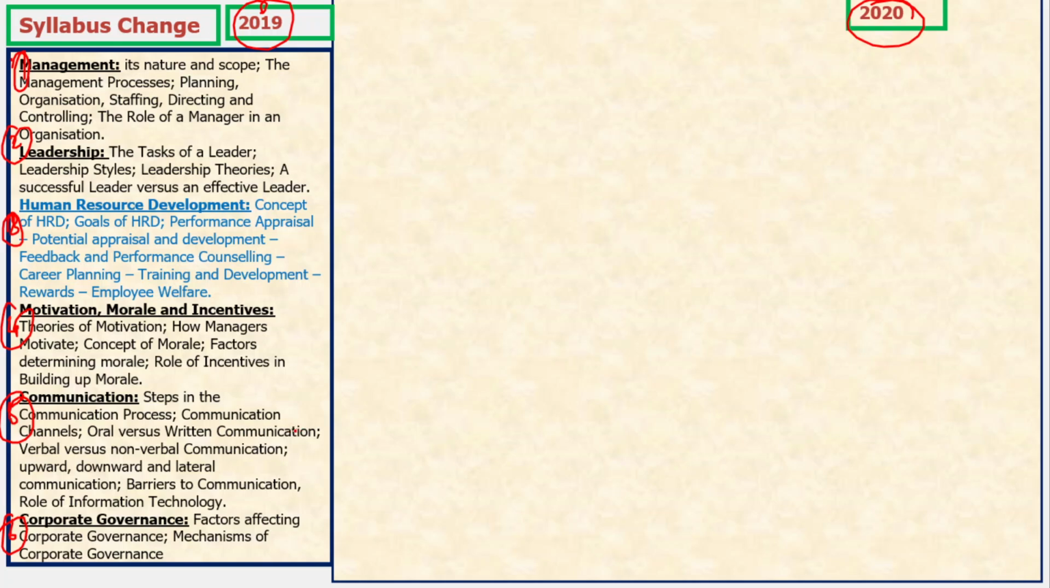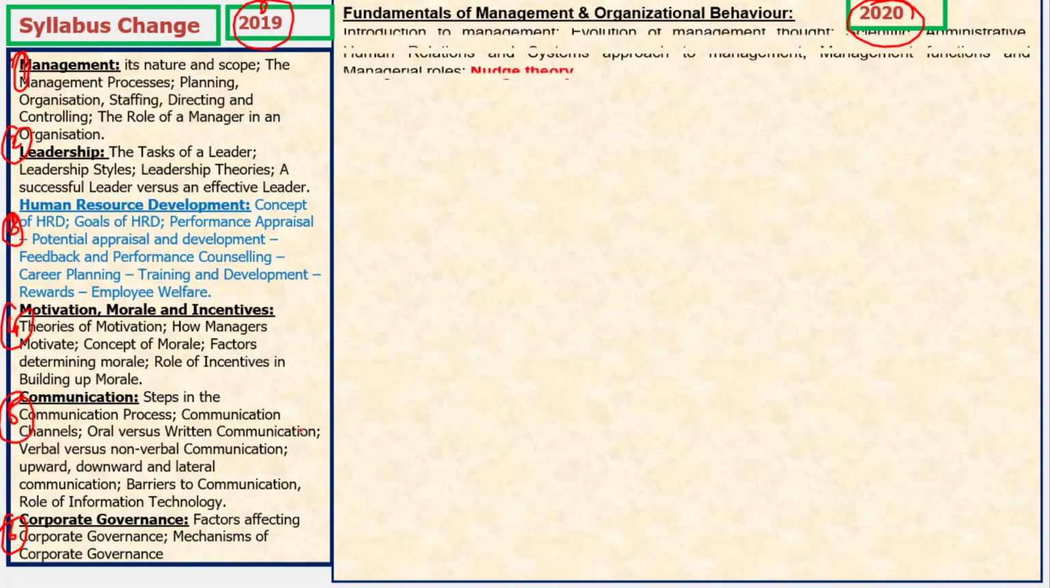Now, what happened this year? First of all, the orientation also changed. The way they put up the syllabus also changed. If I today have to make a summary of the syllabus, and that's what I have done for you, it is a summary of the syllabus change that has happened and a summary of the syllabus of 2020.